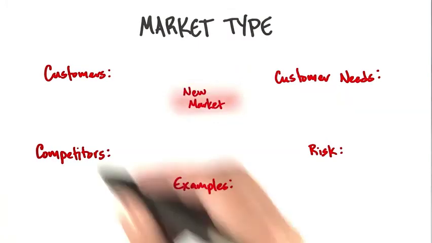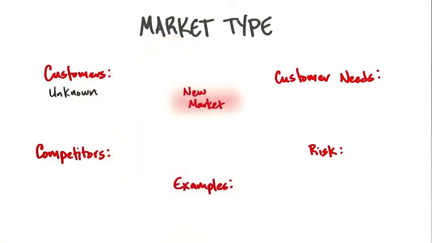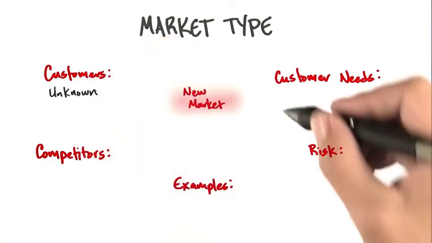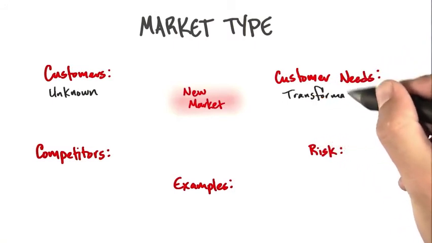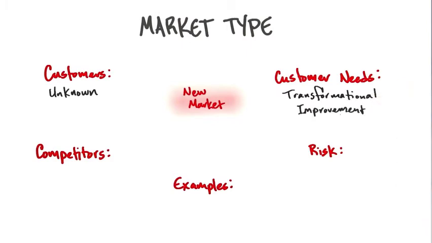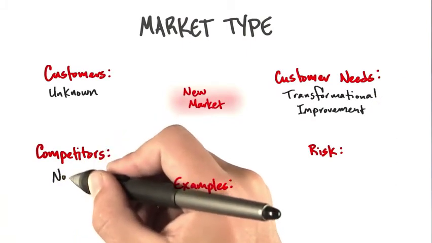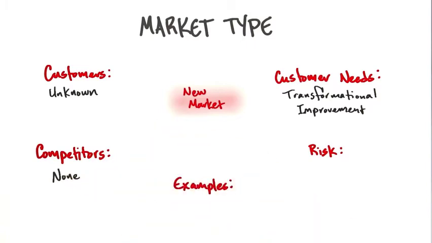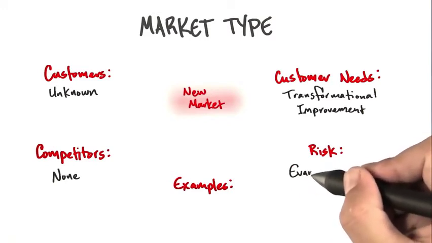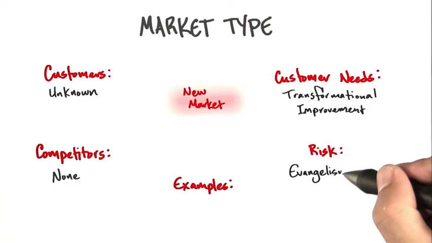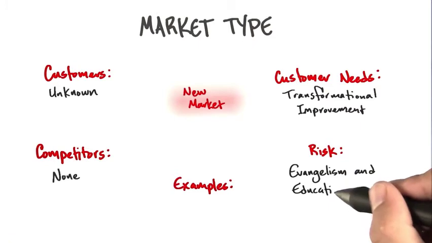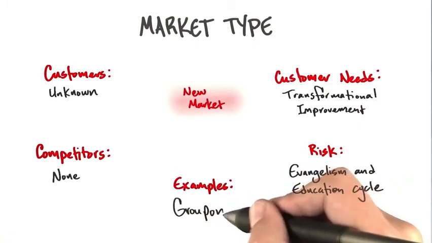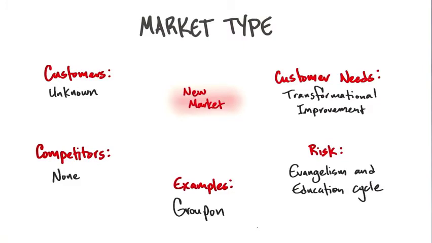Another is a new market, and here the customers are really unknown. All you have is a vision and a set of hypotheses. And what you're hoping is you're going to provide for customers is something transformational, not just incremental improvement, but transformational improvement. And the good news, and bad news, is that there are no competitors on day one. It's pretty lonely. So for this market to exist, you're going to have to create it through a force of will and a lot of money. And that's going to require evangelism and education. An example, Groupon. Right? Groupon single-handedly created the daily deals market.